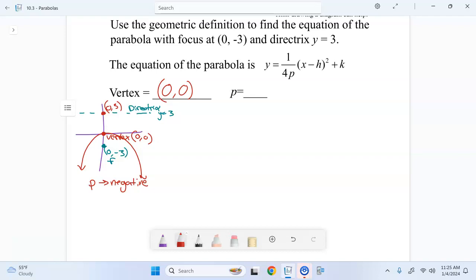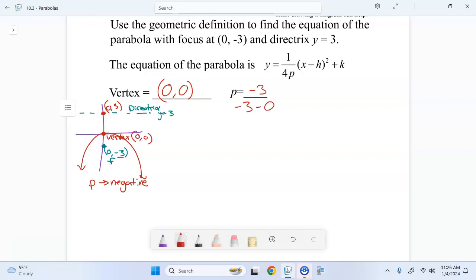Say again? Well, the -3, because it's the distance from the focus to the vertex. So we're going to do the -3 minus 0. Well, what's -3 minus 0? -3. Our p-value is -3. We're going down 3 units to get to the focus.